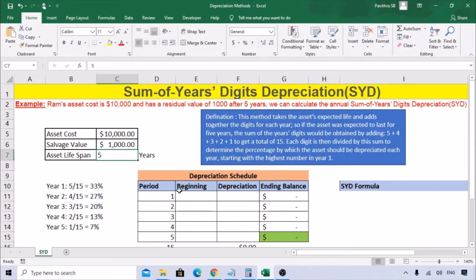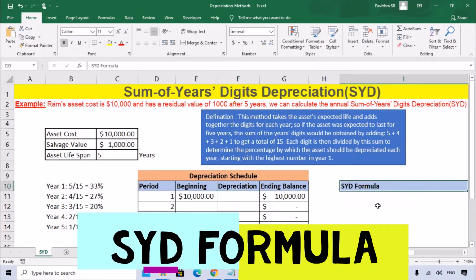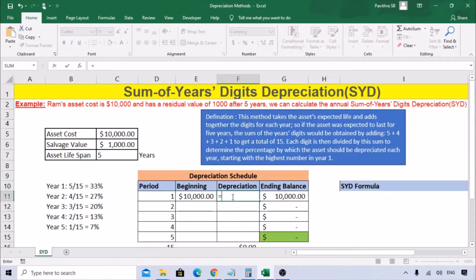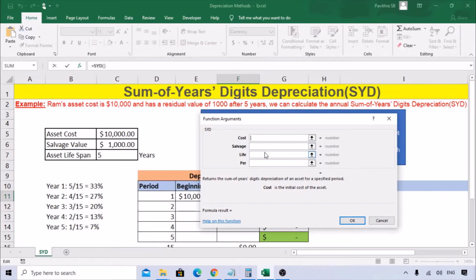And let's start. Okay. So here we have the asset cost. The beginning value is nothing but the total cost of the asset, right? Depreciation is what you need to calculate with the sum of years depreciation. For that there is a formula called SYD, specifically for the sum of years digit depreciation method. So let's type equals SYD, open bracket, click on insert function. It gives the options where you can fill in each respective box. The cost is nothing but the asset cost.